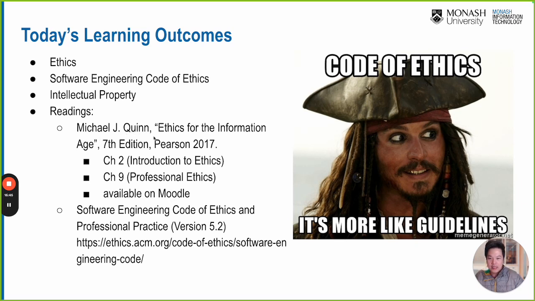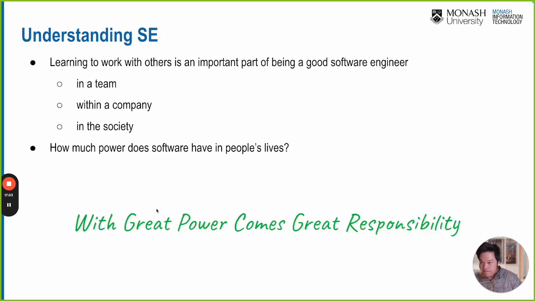The first one is the book Ethics for the Information Age by Michael Quinn. It is based on chapter 2 and chapter 9, and we will talk about the software engineering code of ethics and professional practice as well, which is based on version 5.2.